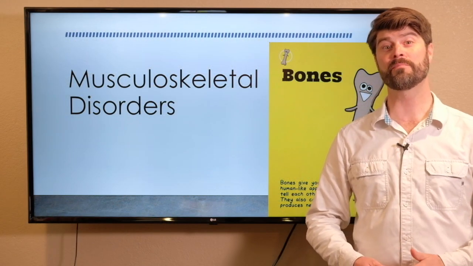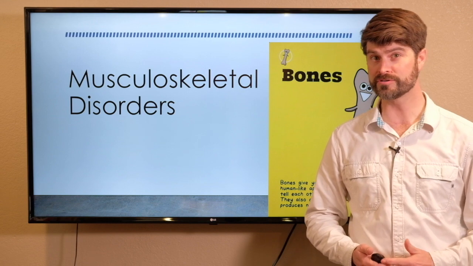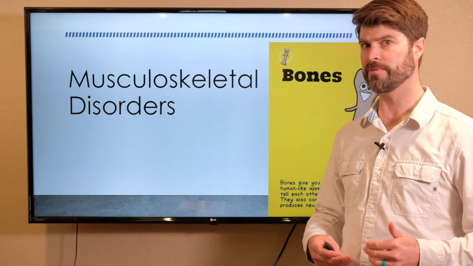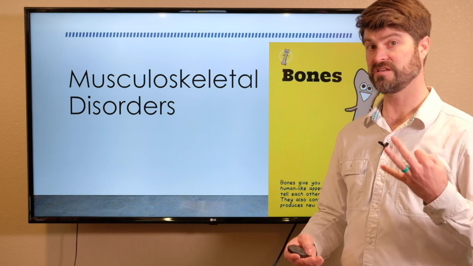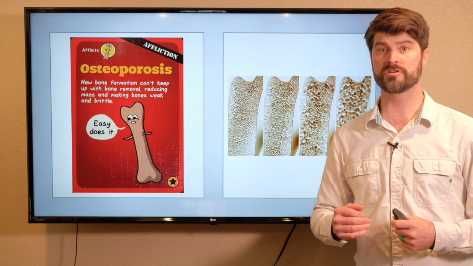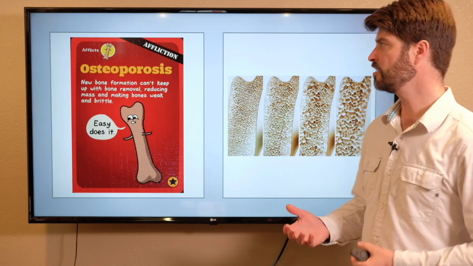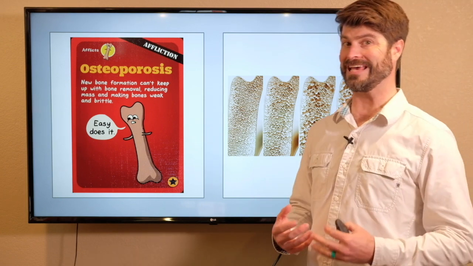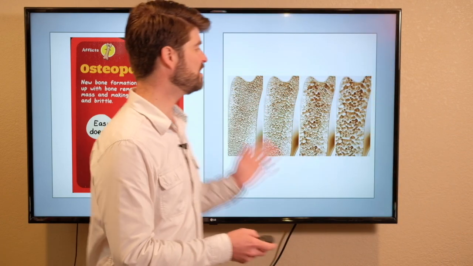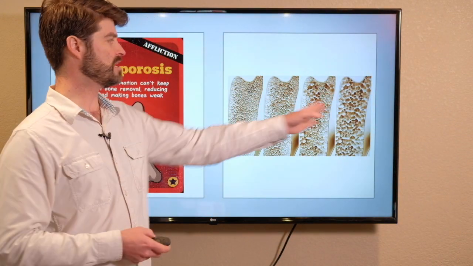Next, we're going to get into our musculoskeletal disorders. So this is going to be our second topic, the final topic for exam 3. So the first specific disorder we're going to talk about is osteoporosis, which is kind of the removal of density of bone tissue. So we can see osteoporosis in these bones.